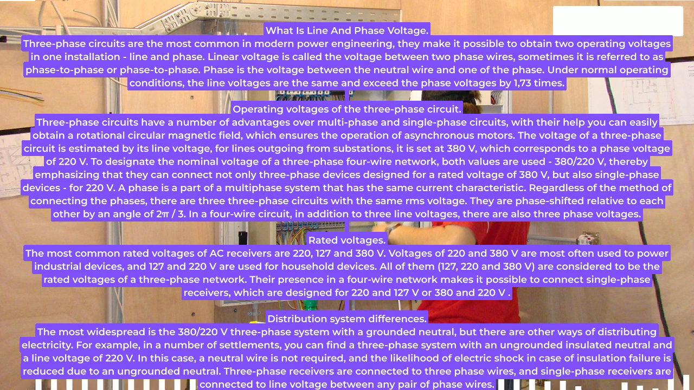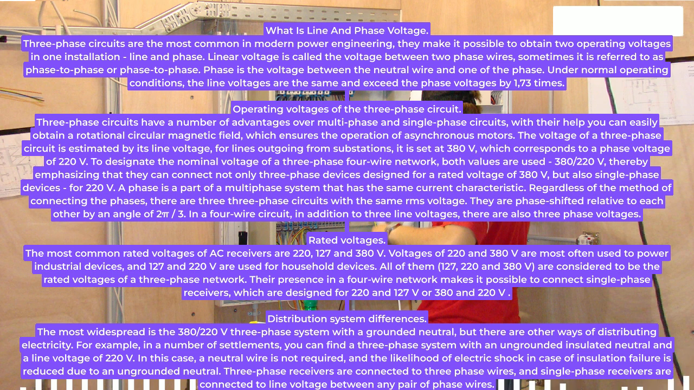Regardless of the method of connecting the phases, there are three-phase circuits with the same RMS voltage. They are phase-shifted relative to each other by an angle of 2π/3. In a four-wire circuit, in addition to three line voltages, there are also three phase voltages. Rated voltages. The most common rated voltages of AC receivers are 220, 127 and 380 V.